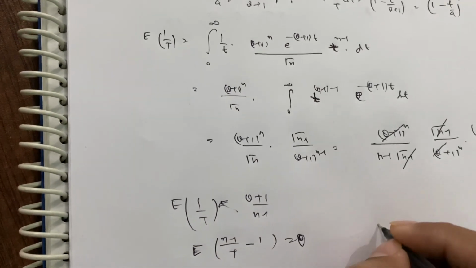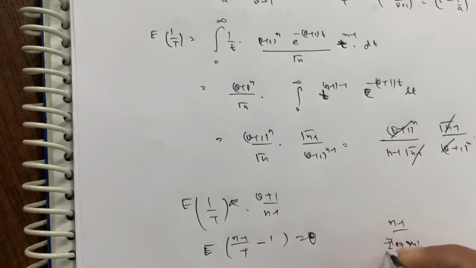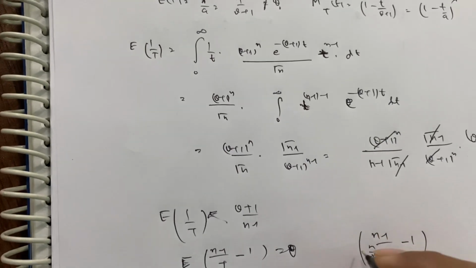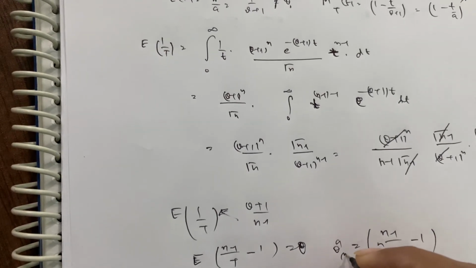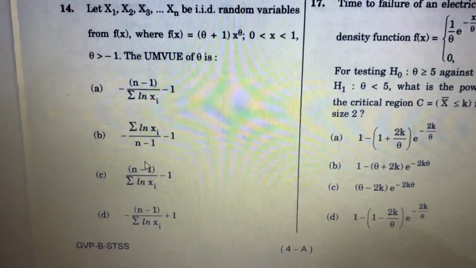So what is T? T is minus the summation of log Xi, i from 1 to n. So this is what we are getting as the MVUE of theta. So this is how this question should be solved. So option A is correct.